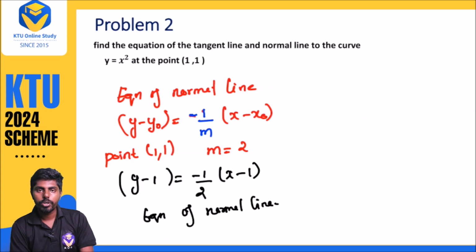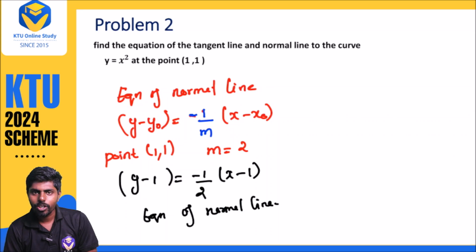Okay, we will be going to problem number 3. Very simple sum. You just need to know the formula, and then how to identify m, that is dy by dx. Sometimes they will give both the x and y point, sometimes they will give either the x or y point.